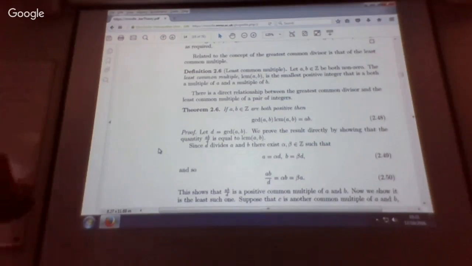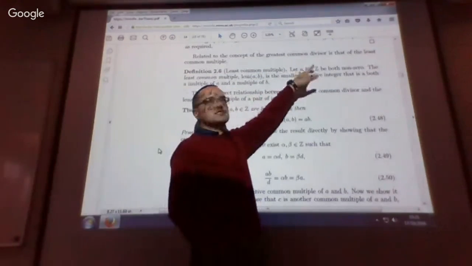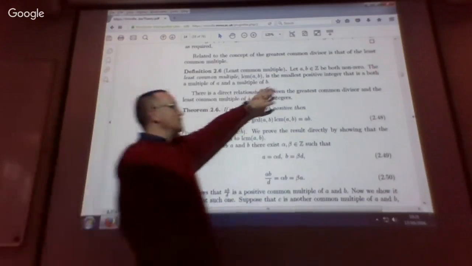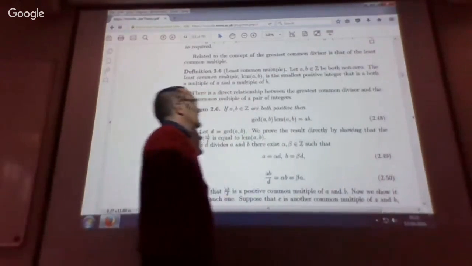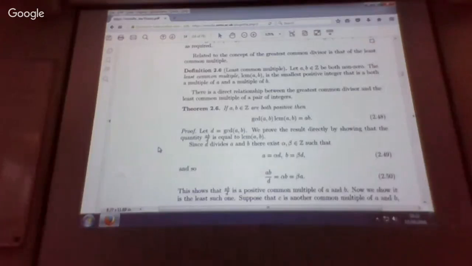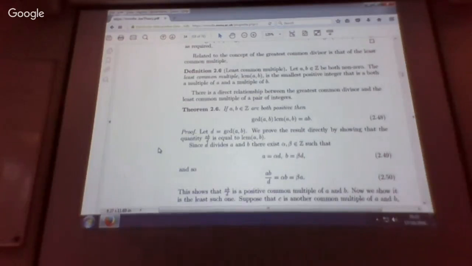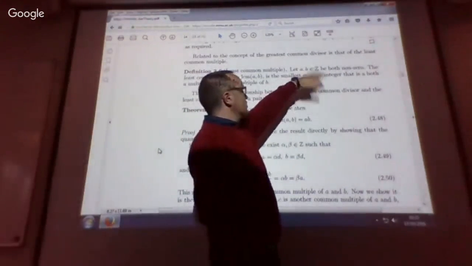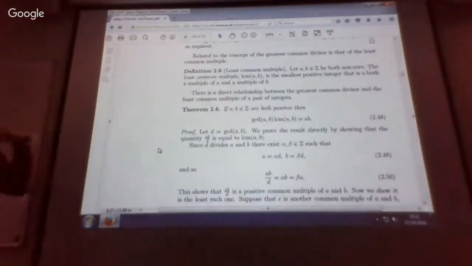So what's the least common multiple? Again, it's attached to a pair of inputs. So the least common multiple of a pair of inputs, well, it is what it says it is. It's the smallest positive integer that is both a multiple of A and a multiple of B. So typically, we're expecting it to be larger in absolute value than A and B. Although, if A is already a multiple of B, then the smallest common multiple of A and B will be A itself.